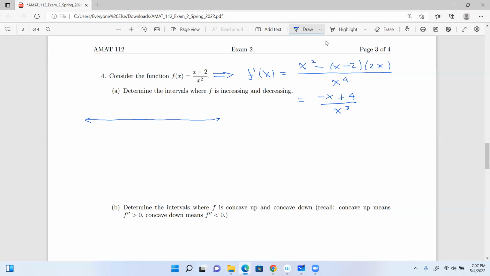So the critical points are going to be 0 and x equals 4. So we have 0 and 4 here, and then we'll take some test points in each interval. Maybe we'll take -1 here, we'll take 1 here, and then we'll take 5 here. And so this will give us some columns. That's not that great. It's hard to draw with this pen.